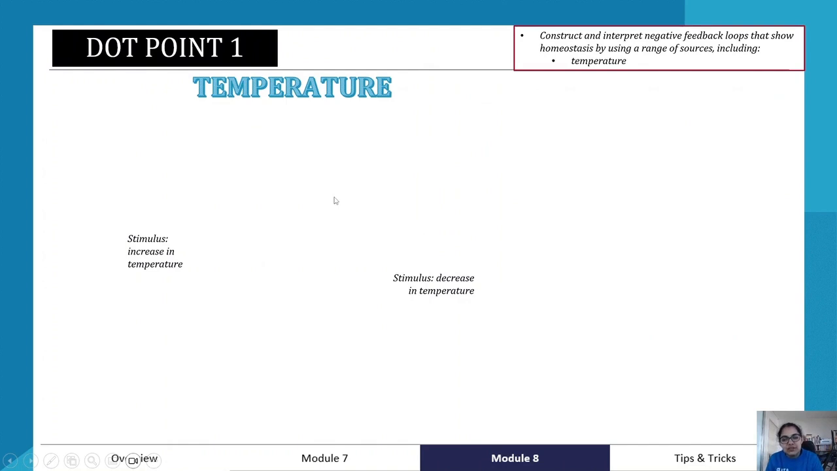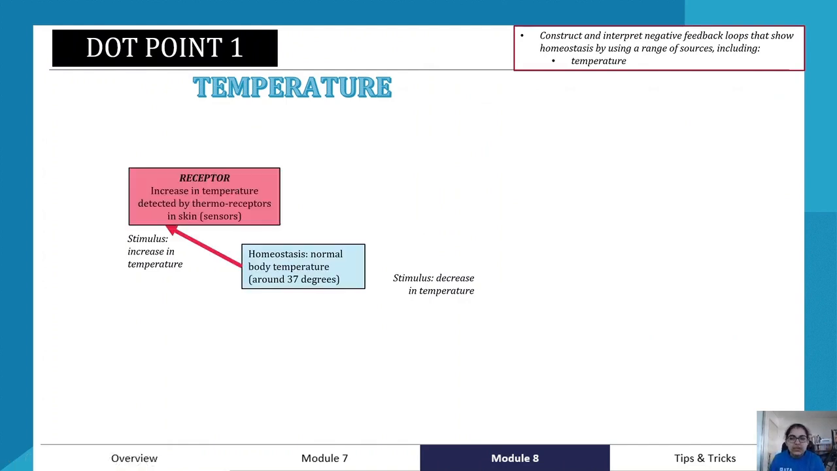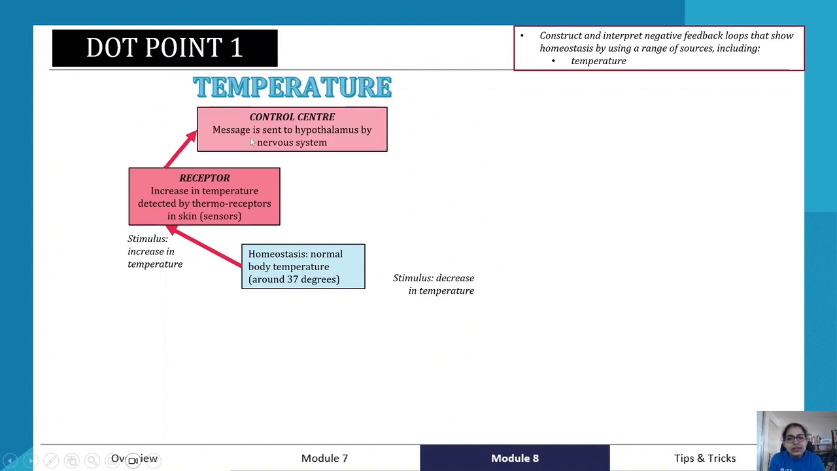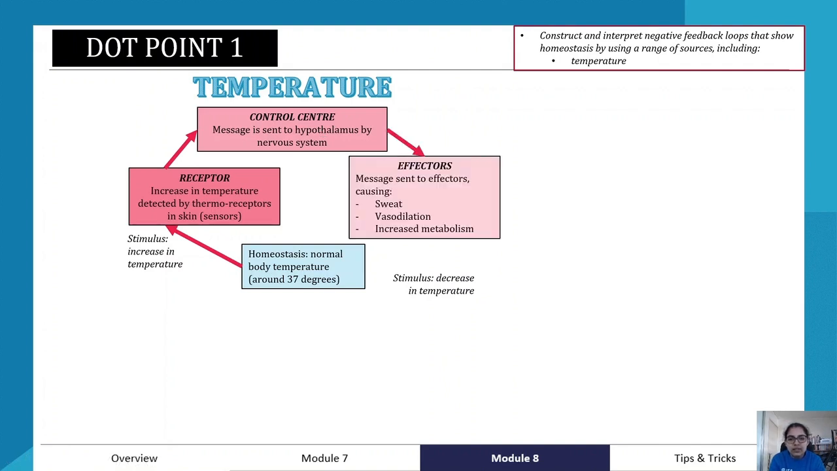So this is what is happening over here. You've got a normal body temperature around 37 degrees Celsius. Now, there is an increase in temperature that is immediately going to the sensors. In this case they are the receptors, right? The thermoreceptors in the skin are the sensors. They're going to then send a message to the control center. The hypothalamus is the control center here. The hypothalamus is located in the brain, and messages are sent to the hypothalamus via the nervous system.